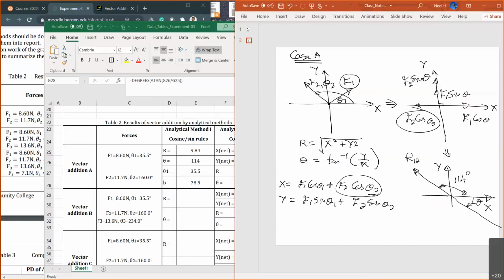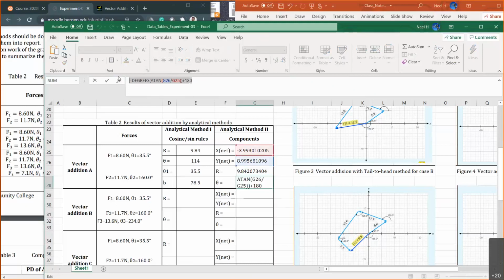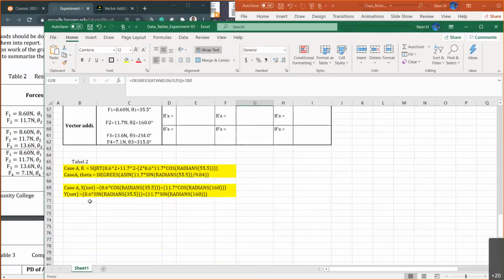That negative theta, we need to correct. How to correct the negative theta? This is the same line, right? So that's the same line. To correct that, you have to add 180. So if you add 180 to this, then I will get the right angle. Okay, see that? So you need to correct that properly. Let me copy that function also. So this is for theta, for the xy method or the component method.